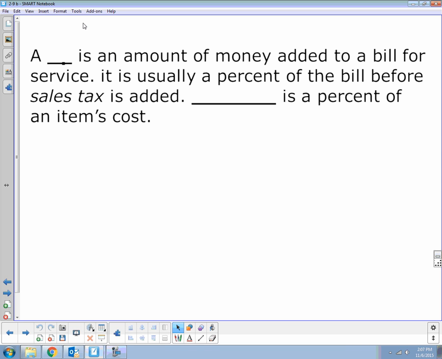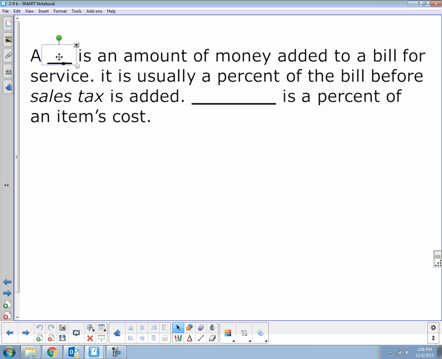Section 2.9 is an extremely long section. We looked at commission, we looked at simple interest, which in and of itself, those are two very big concepts. And yet we still have another concept in Section 2.9 dealing with tips and taxes.